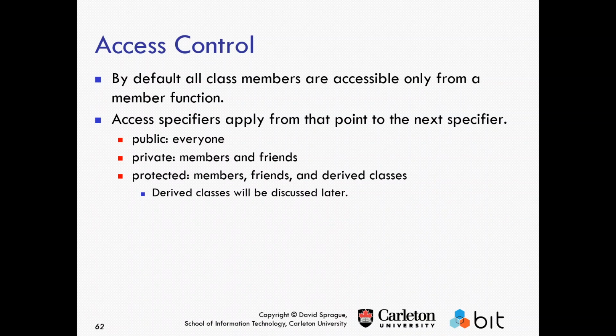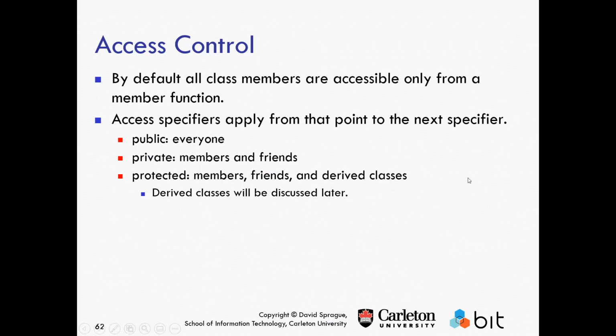So, by default, all class members are accessible only from member functions. Okay, that's what you would hope at least. You don't want your member variables to be public. You want them only available to yourself. In fact, the default is what's called protected.